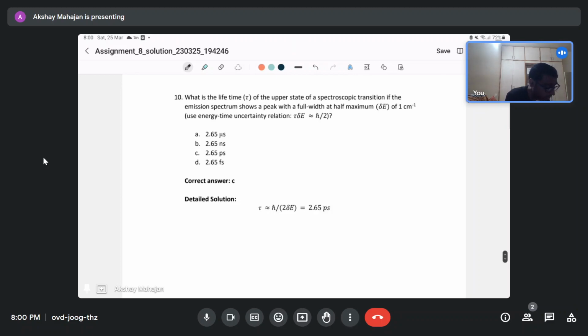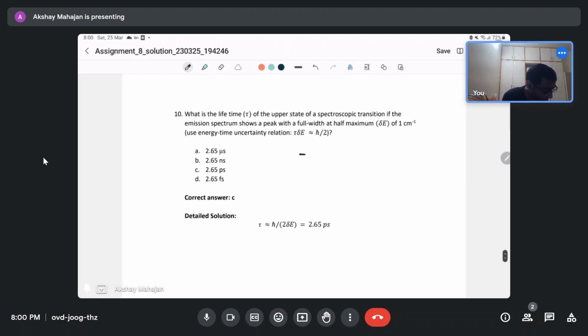Okay, in the next question, what is the lifetime tau of the upper state of a spectroscopic transition if the emission spectrum shows a peak with a full width at half maximum, delta, equal to 1 centimeter inverse? So we have just solved a similar problem. So our tau will be equal to, now here the energy-time uncertainty relation is taken as h cross by 2 del E. So here the constant has been taken as h cross by 2. In our sample problem, we took it as h cross. That could be taken, that is just a constant thing.